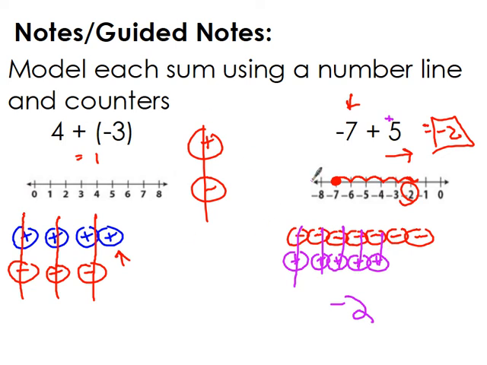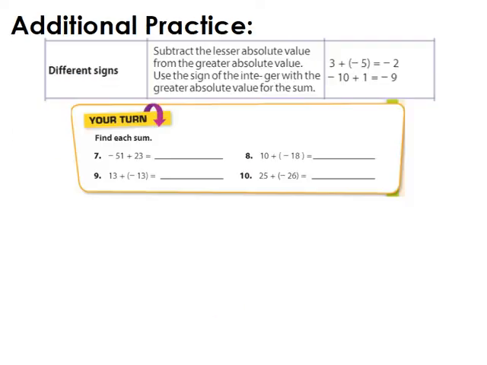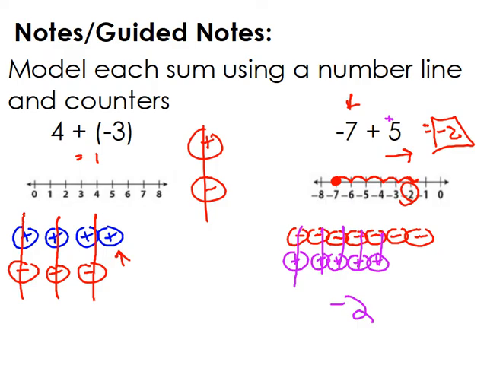Now, some of you might have already figured out a rule just by looking at a pattern here. Okay, but we have that rule right here. So the actual rule is whenever we're adding numbers with different signs, we're subtracting the lesser absolute value. So going back here, we're subtracting the lesser absolute value, and we're keeping the sign of the integer with the greatest absolute value. So here's what I mean by that.